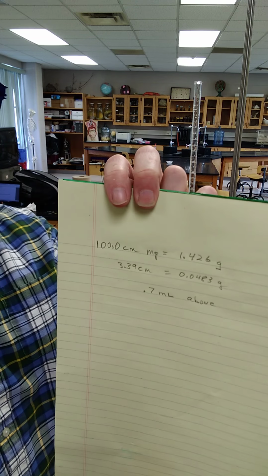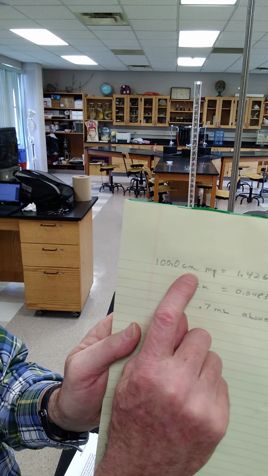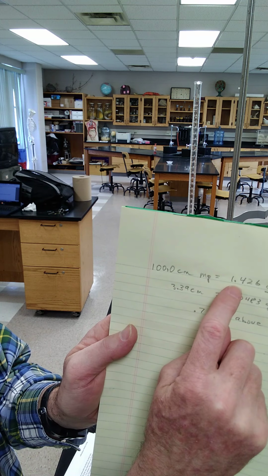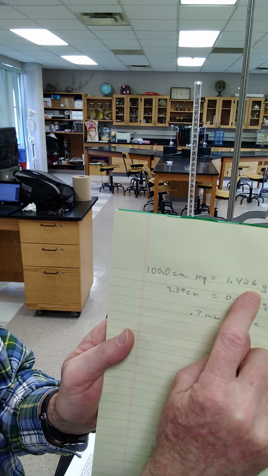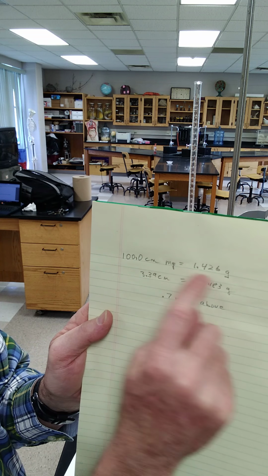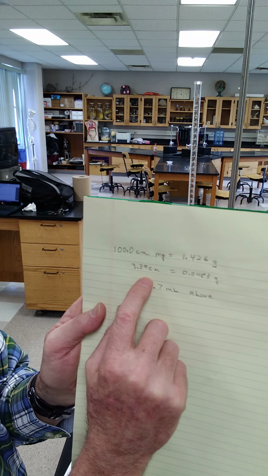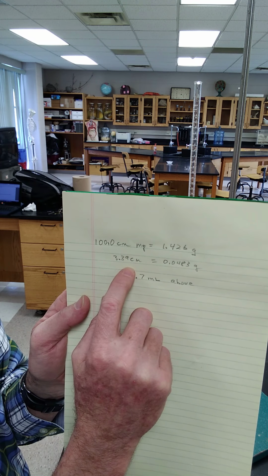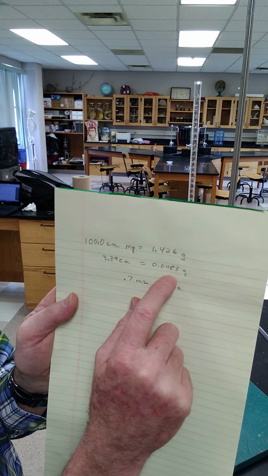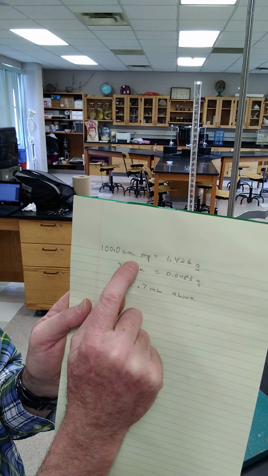So I'll show you my data table here. You can get this down. So 100 centimeters of magnesium, which has 4 significant figures in it, weighed 1.426 grams on my balance. So I used that information. I made a proportion with that with 3.39 centimeters. You'll actually have to do this in the first calculation. And I determined what the mass is. So this is a calculated mass based on these 3 pieces of information.